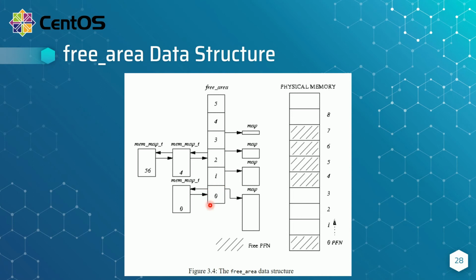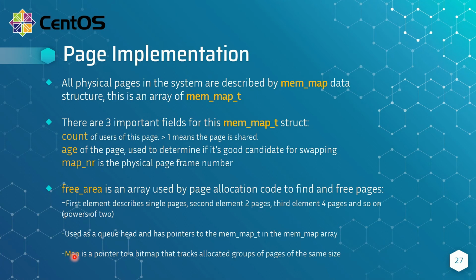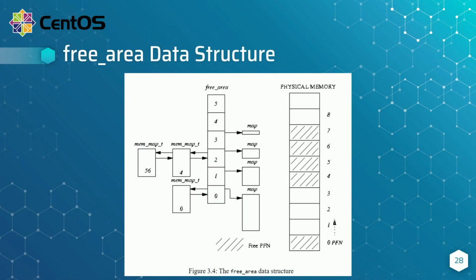So we'll see that this data structure is what allows us to track what's been allocated and deallocated in terms of memory. Very similar to the memory manager lab that we've done, but this is how it's implemented. And then of course it has a doubly linked list to all the actual blocks of memory. So map is a pointer to a bitmap, and as I mentioned, this tracks the allocated groups of pages of the same size. So once again, here's the diagram.